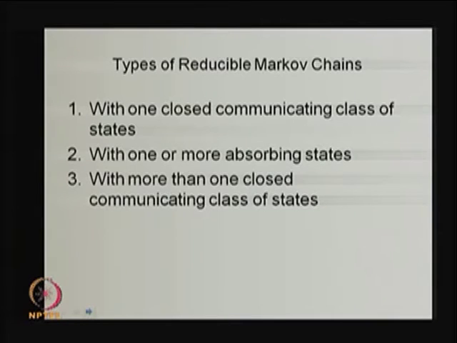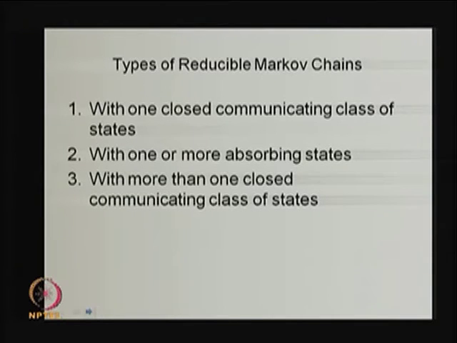In these, the default is that all the types have a few transient states. Along with that, it has one closed communicating class of states, that is one type, or one or more absorbing states, that is similar to example 2. The first one is similar to the first example. The third one is with more than one closed communicating class of states, that is related to the third example. But here I have not specified whether it is a finite state or infinite state Markov chain. So, immaterial of that, the reducible Markov chain can be classified into these three in general.